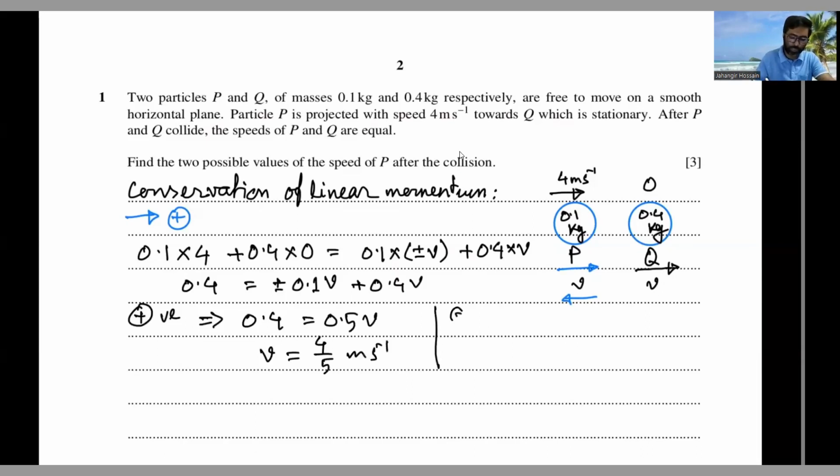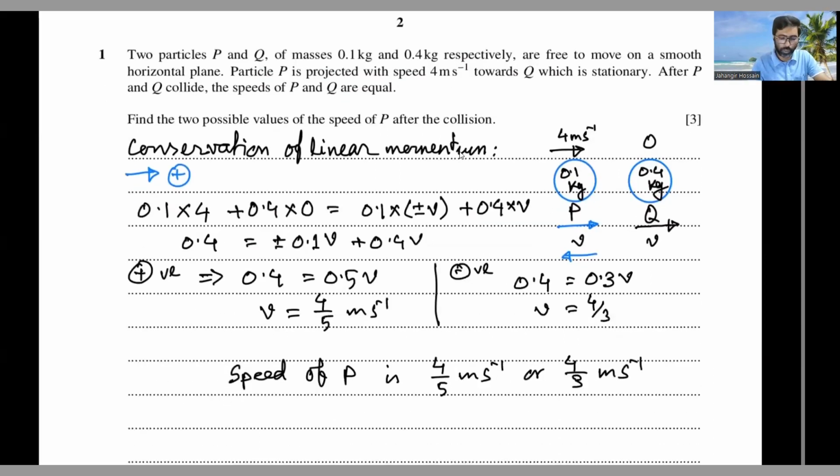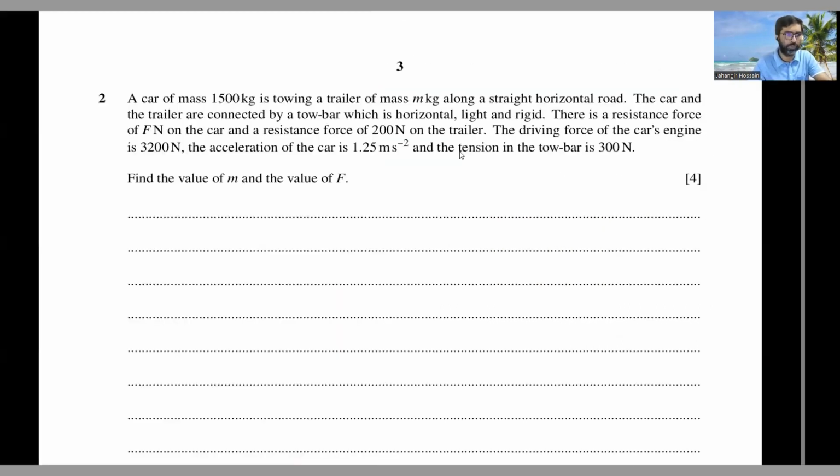Now, if we consider negative, then we have 0.4 equals 0.3 V. So V is 4 by 3. So these are the two possible speeds of P after the collision. So the speed of P is 4 by 5 meters per second or 4 by 3 meters per second. Okay, that's question number one. I hope the concept is clear to you. Now let's move on to question number 2.